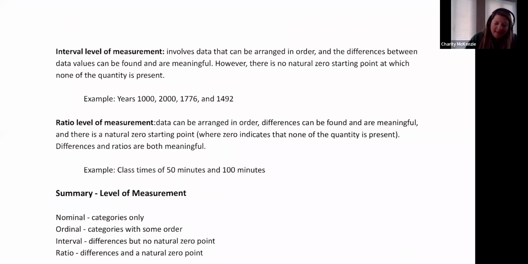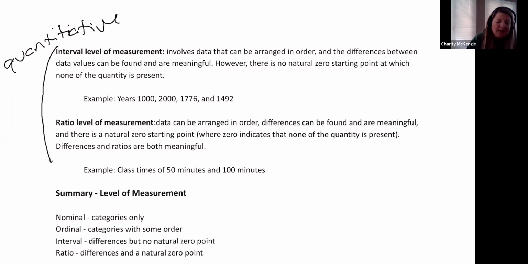Interval and ratio are going to both go into our world of quantitative numbers. Okay, that looks like chicken scratch. Quantitative. Okay, so let's look at interval. An interval involves data that can be arranged in order, and the differences between the data values can be found, and they are meaningful. However, there's no natural zero or starting point, at which none of the quantity is present. So you don't really have a starting point.